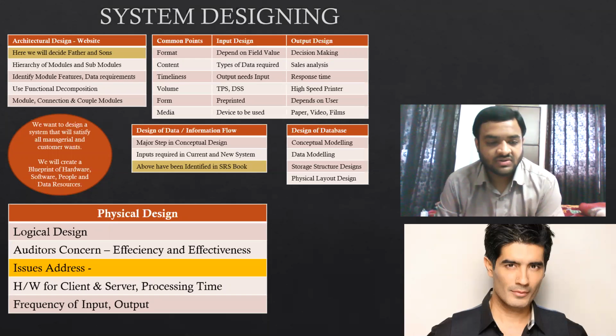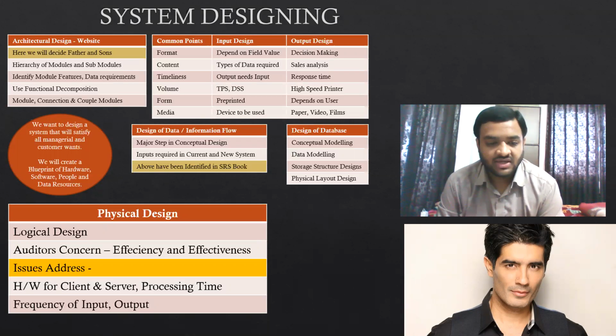Then also see whether the other issues are also addressed in the physical design. What are the other issues? The hardware component for client and for server. Then the processing time. Then the frequency of input and output. If the frequency of input and output is more, we will use an aggregator which will combine a lot of transactions or commands, and then all of these will be executed in an intensive block of time. Or if the frequency is very less, we don't need such a software or extension.